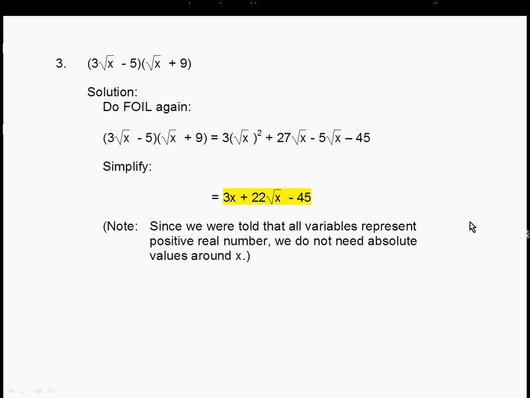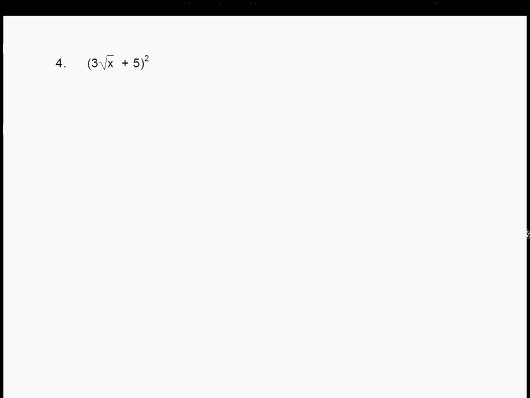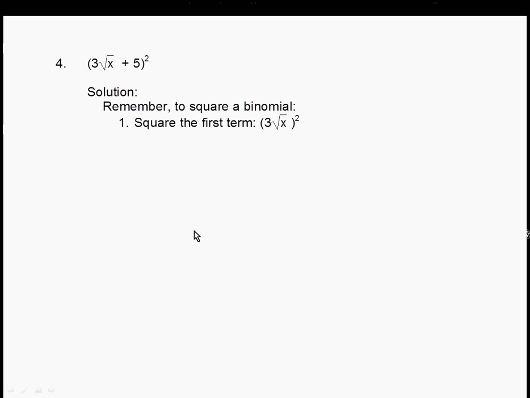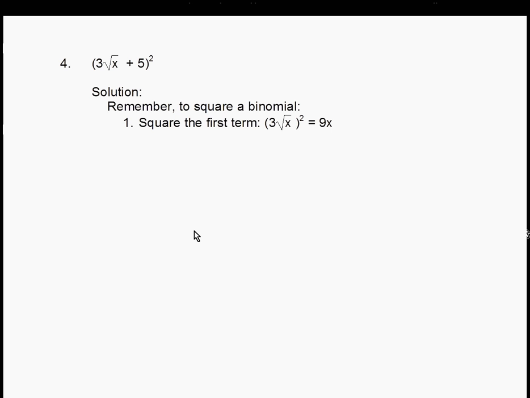Now, if you think back to FOIL, we could square binomials. We can also square things that look like that as well. So for number 4, I have 3 square root of x plus 5 squared. Now, if you have to do it as 3 square root of x plus 5 times 3 square root of x plus 5, that's fine. But remember, there was a quick way to square a binomial. So remember, square the first term. Don't forget to square the 3. So I'm going to have 9 square root of x squared, which will be 9x.